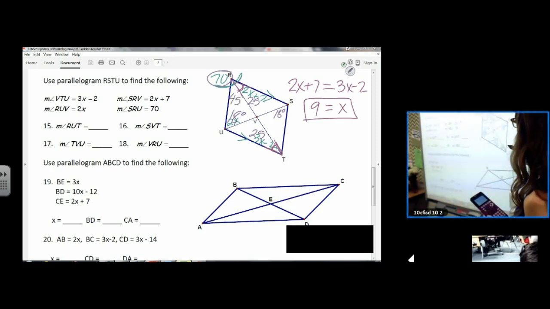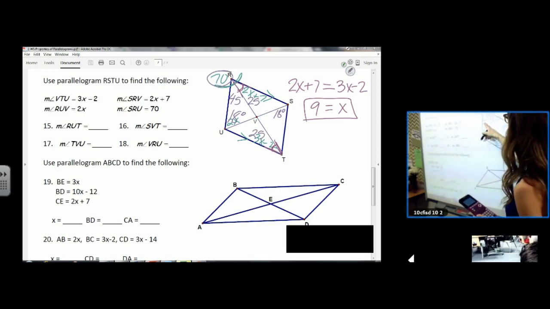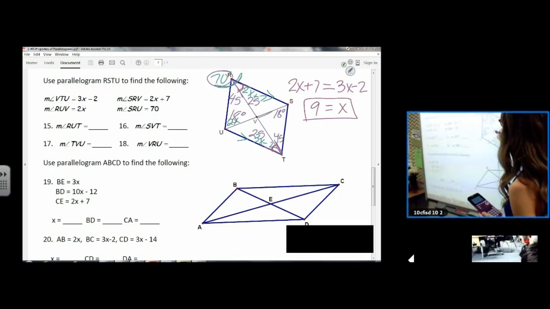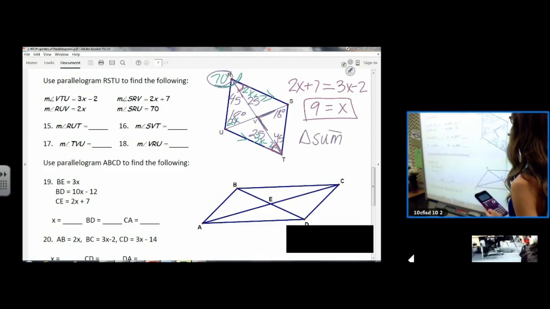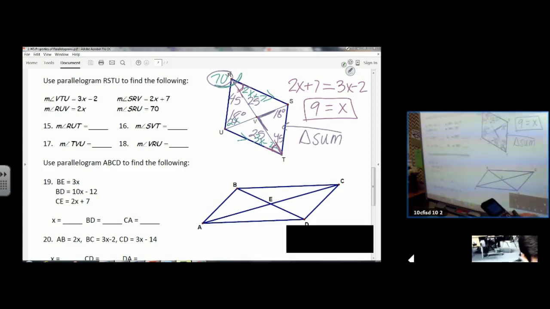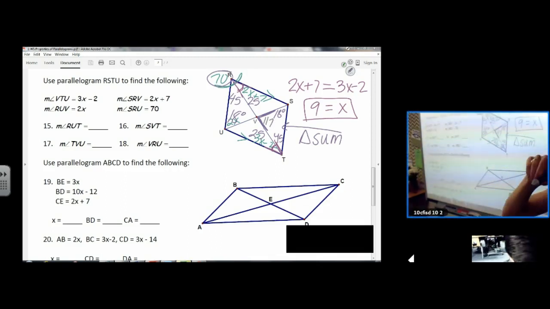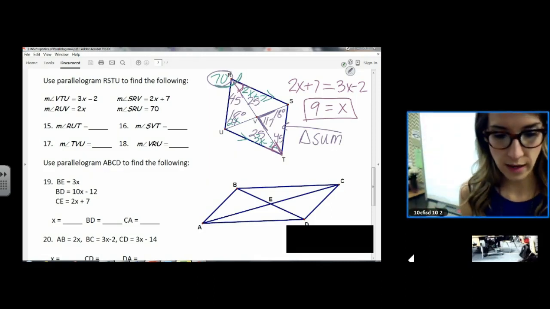There's lots of different ways to get at this. I can use alternate interior angles, 45, 45. I know this is one of the angles we're looking for. I can use the triangle angle sum theorem and find that angle: 180 minus 18 minus 45, 117. All right, so that should be enough information on that picture to finish out that problem. I'll let you do that.